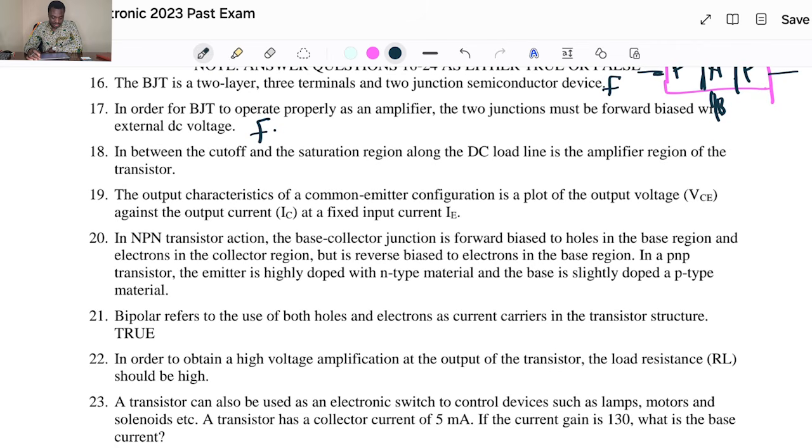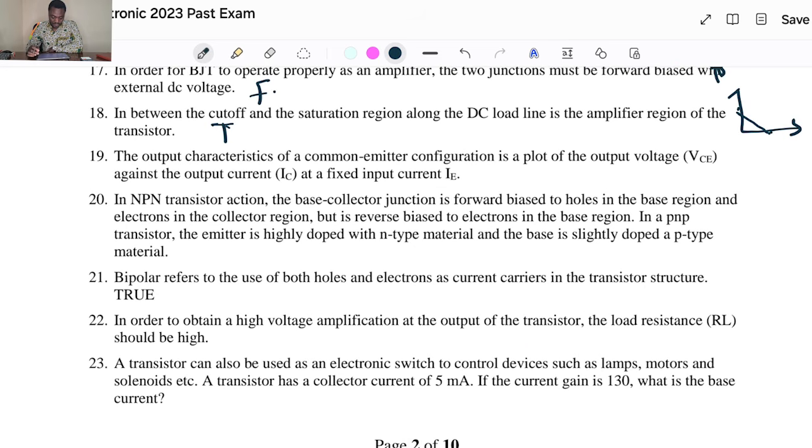Question 18. In between the cutoff and the saturation region along the DC load line is the amplifier region of the transistor. So this is going to be true, right? If you have something of this nature, we have the cutoff and then our saturation, in between that load line, which we call DC load line, is going to be the region for amplification. So this is true.